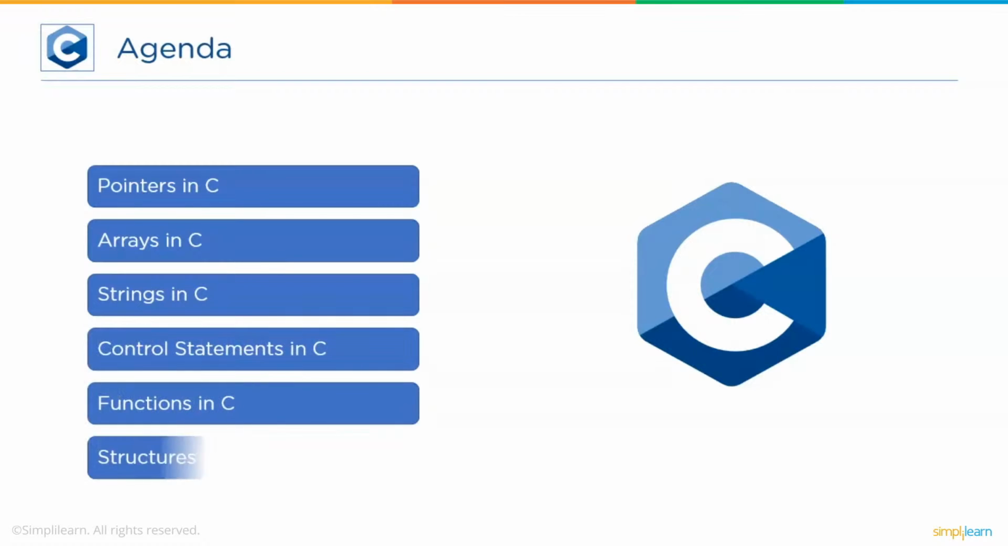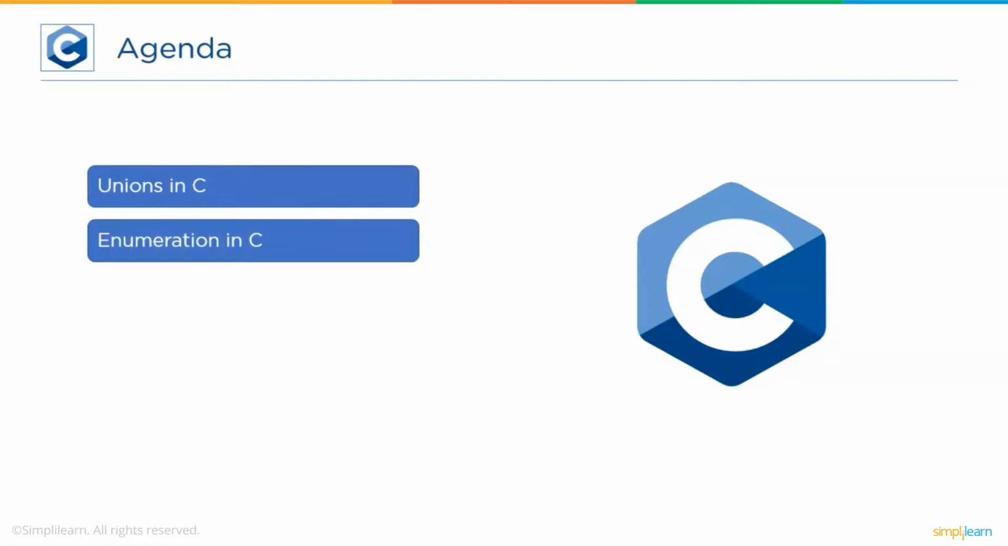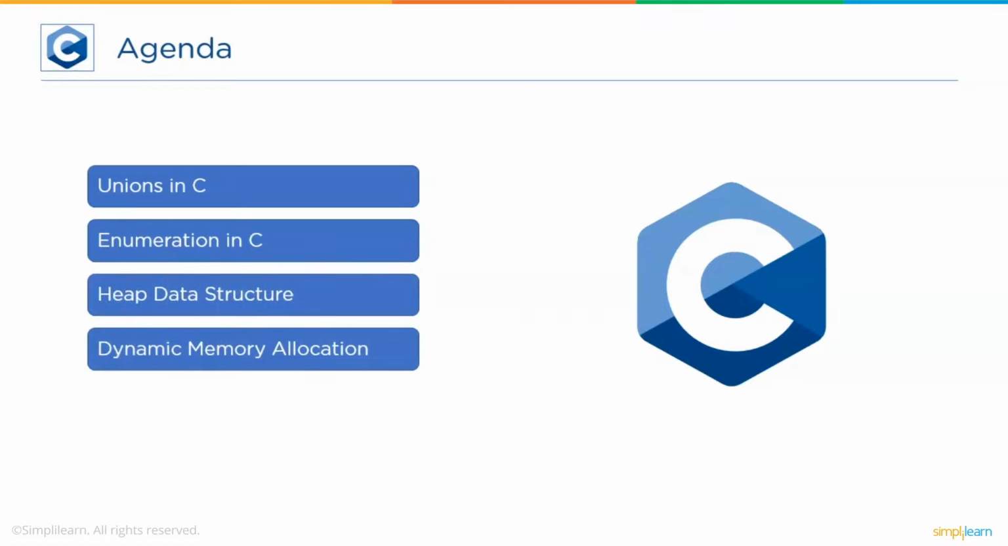Functions in C, structures, unions in C. And moving ahead, we will learn enumeration in C programming. Soon after that, we will take a quick introduction to the dynamic programming concepts in C, starting with the heap data structure, then dynamic memory allocation in C, and finally, we will look into file handling in C. I hope you are clear with the agenda and we are good to get started.